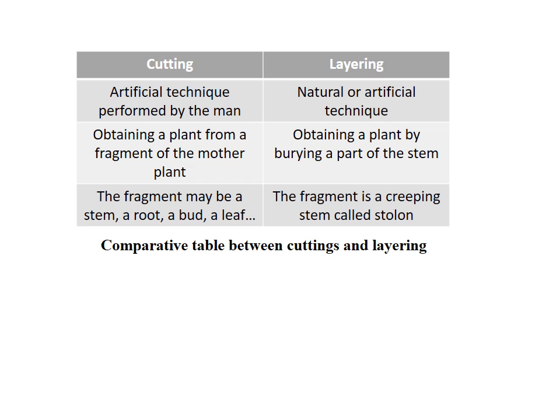And finally, here we have a comparative table between cuttings and layering. Cutting is an artificial technique performed by man, but layering is a natural or artificial technique. Cutting can help us obtain a plant from a fragment of the mother plant, but layering can lead to obtaining a plant by burying a part of the stem. In cutting, the fragment may be a stem, a root, a bud, or a leaf. In layering, the fragment is a creeping stem called stolon.